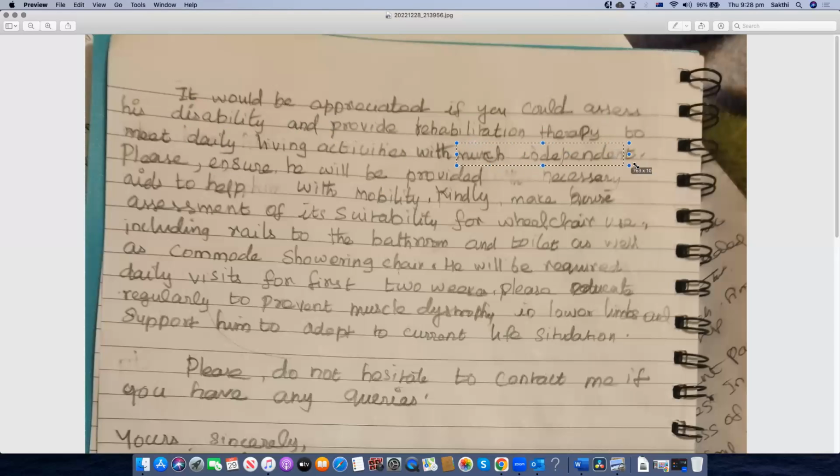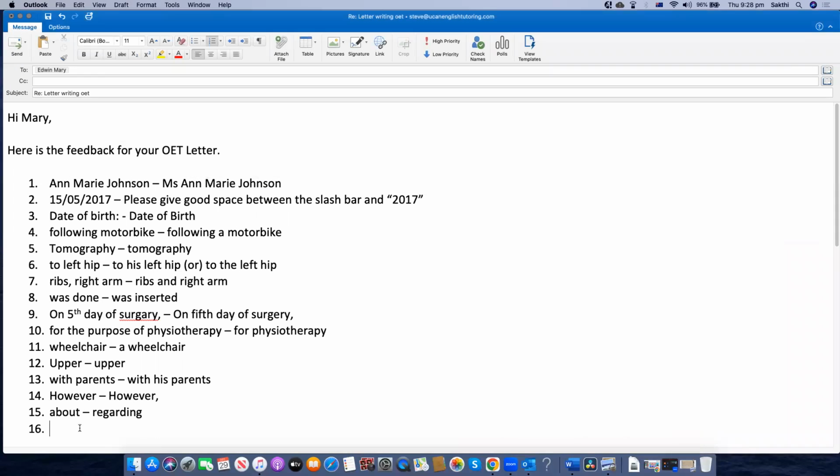"With much independent", okay, let's say in this case, when you use "much", with much independent, this is wrong. The problem is that "with" always goes with a noun only. So instead of writing "with much independent", you could have used something else. Let's say, "and provide rehabilitation therapy to meet daily living activities independently", or "single-handedly". So "with much independent" is absolutely incorrect in terms of the structure of the sentence.